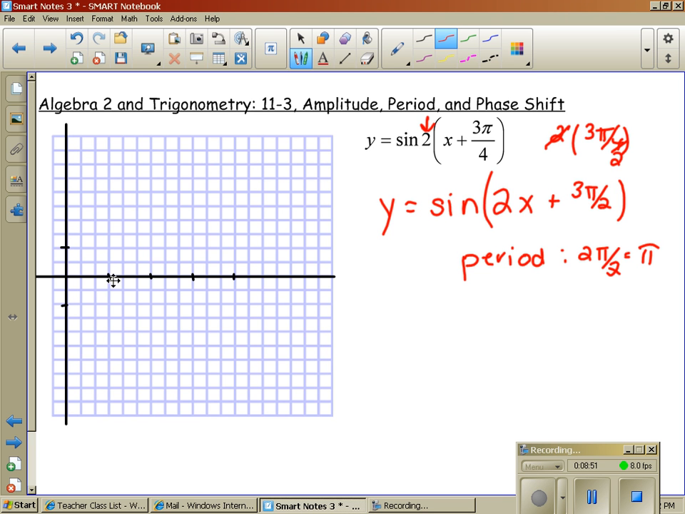3 pi over 2, right? Pi over 2, pi, 3 pi over 2. So that's 1, 2, 3, 4, 5, 6, 7, 8, 9. So it's 9 lines. Positive means go to the left. So 9 lines to the left. Also, you're squunching it up, right? So your basic sine function does this. But if I have to fit 2 of them in, I have to squish it up and make 2 of them fit into here.